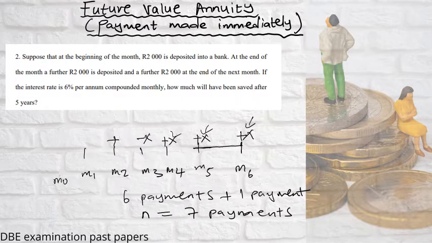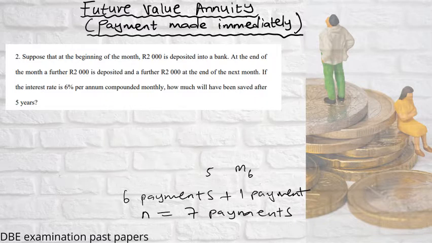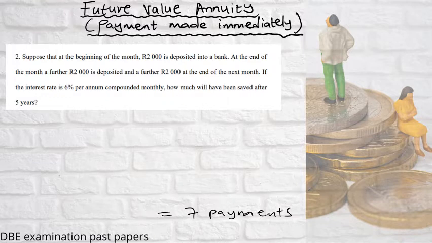So let's actually take a look at this problem and just try to solve it and see where this leads us. They're saying, suppose at the beginning of the month 2000 is deposited into a bank. Very important, beginning of the month. So now it's a different future value problem. Why? It's because in the normal state, payments must be made at the end of the month, right? But now they're saying at the beginning of the month, 2000 has been deposited. It means we have an extra 1 payment, right?